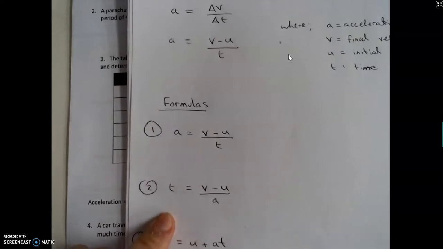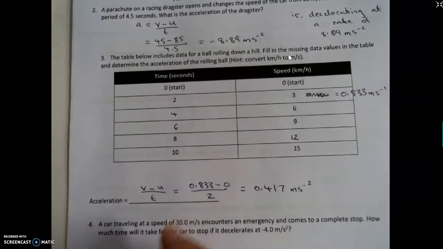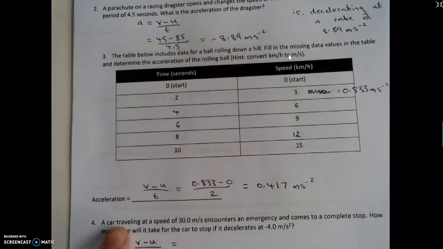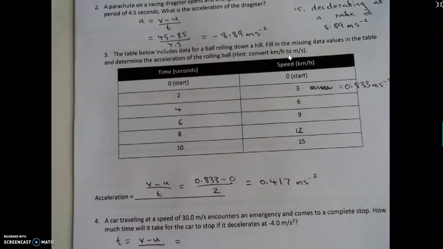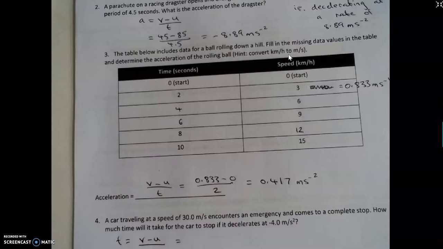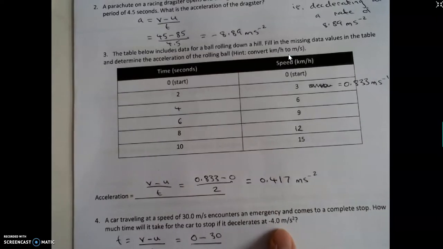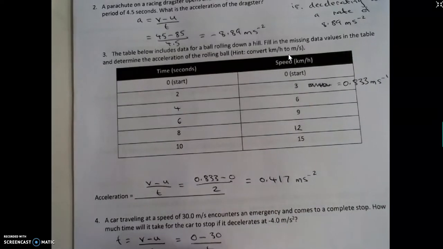Is that what people did? So t equals v minus u over a. It was traveling at a speed of 30 meters per second but comes to a complete stop. So what's its final velocity? 0. So you should have got 0 minus the initial, which was 30, over our acceleration. Deceleration was -4. And this is important.